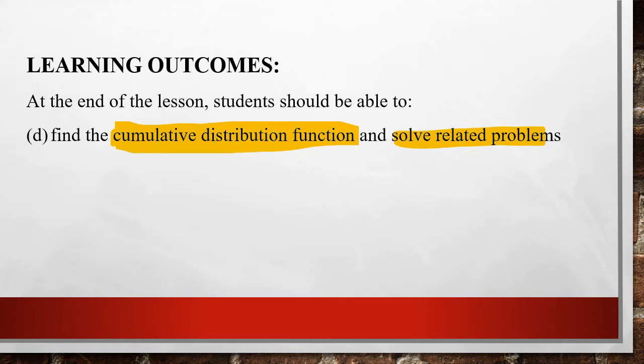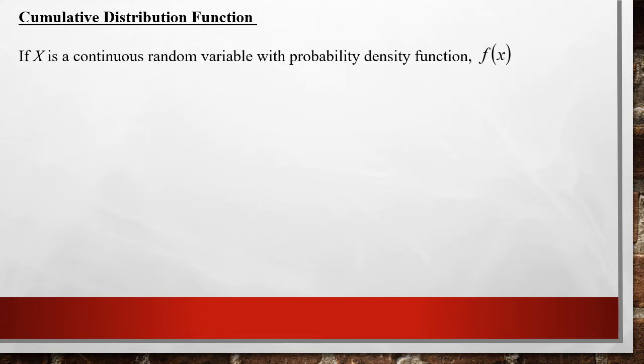For the discrete, we know that we just have to add up the frequency of that class with the previous cumulative frequency. That is for the data. But for the random variable, we need to add up the probability. Okay, so how about for the continuous random variable? What is the cumulative distribution function for the continuous random variable?